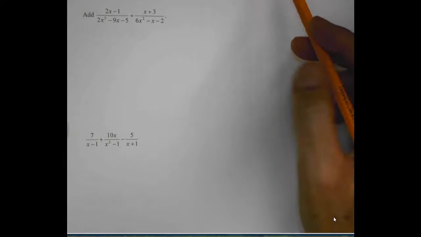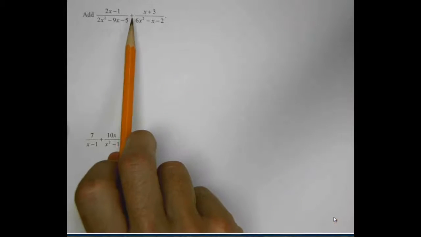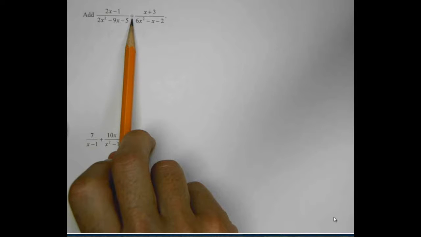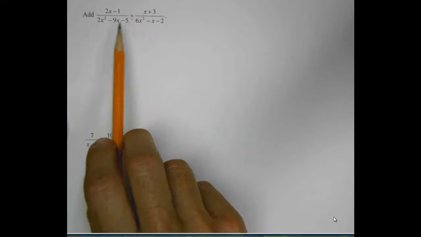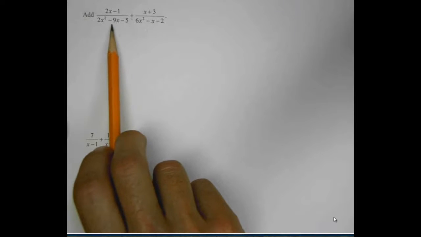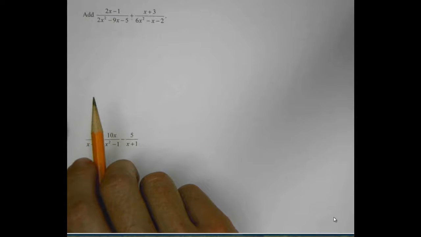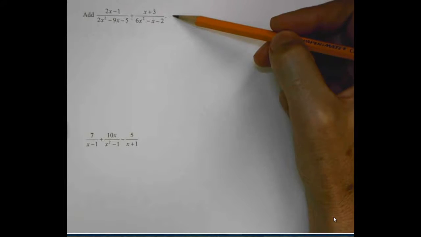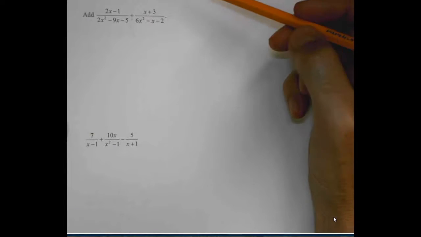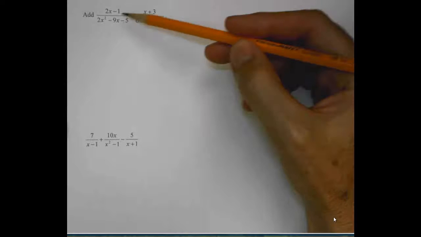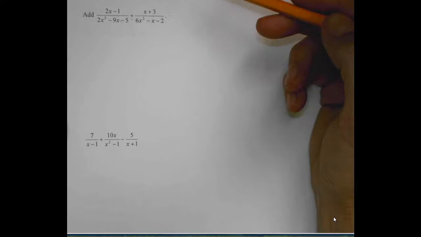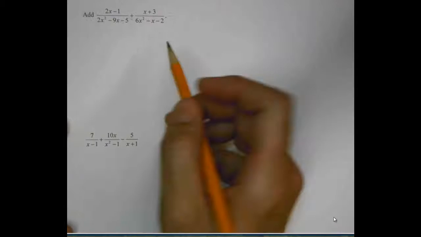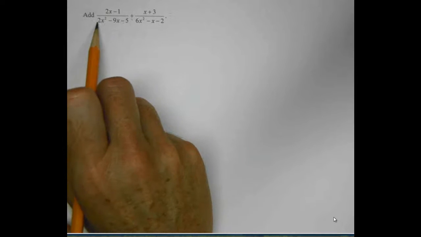Let's look at some rational expressions that we're being asked to add. You can see again there's a plus sign in between them, so definitely addition. And we have two polynomials for the denominators, but they're not the same. There's no equal sign there, so we have to have a common denominator before we can do anything with these rationals.